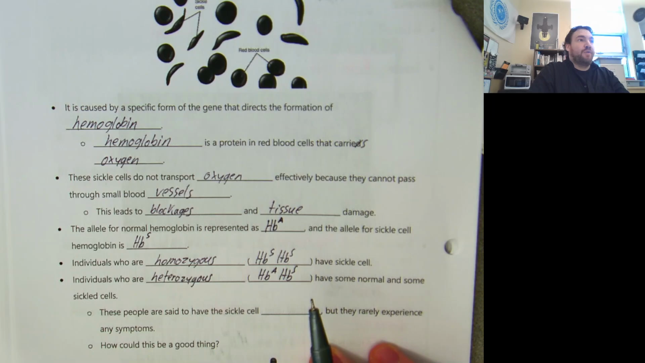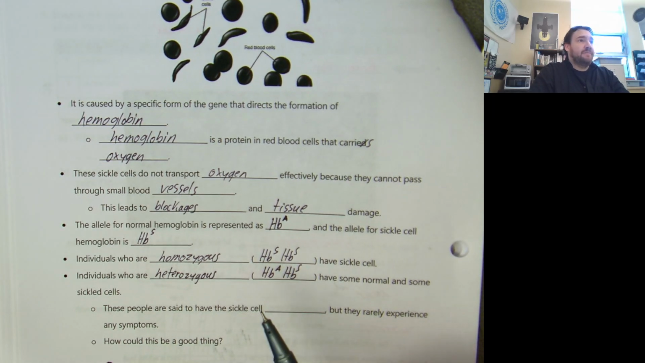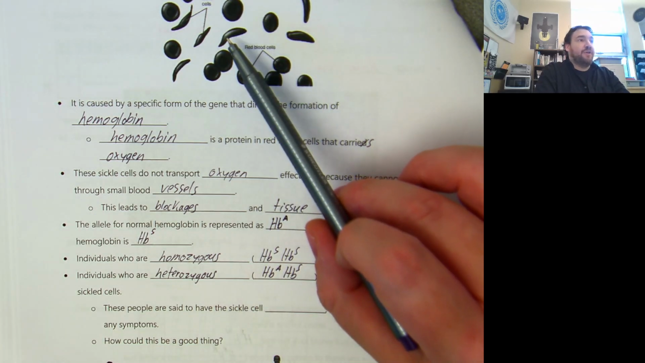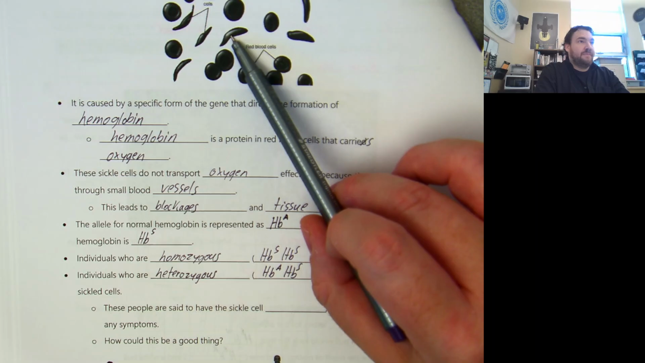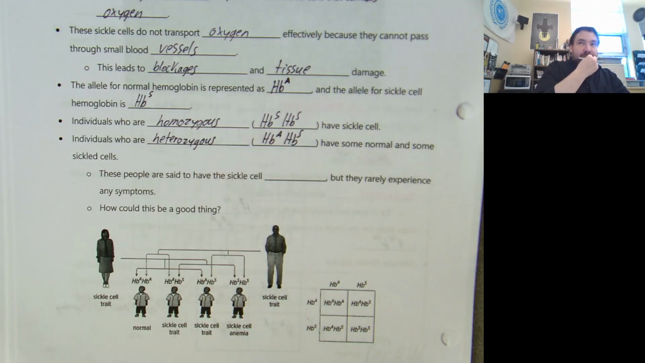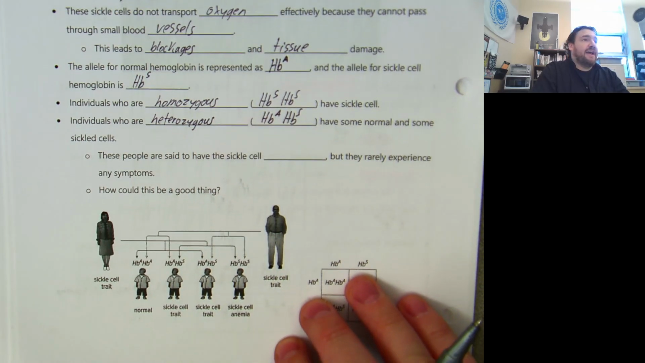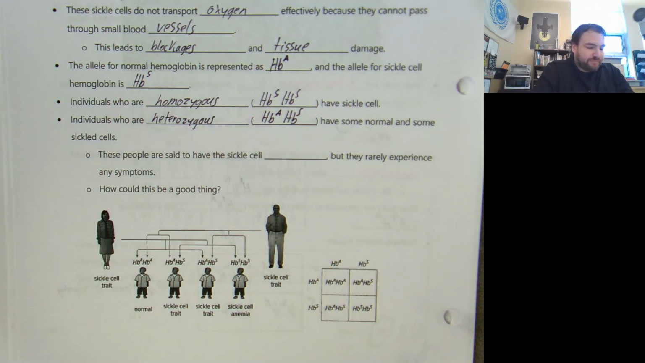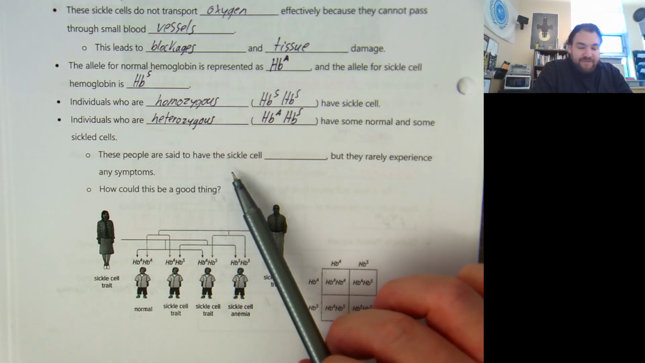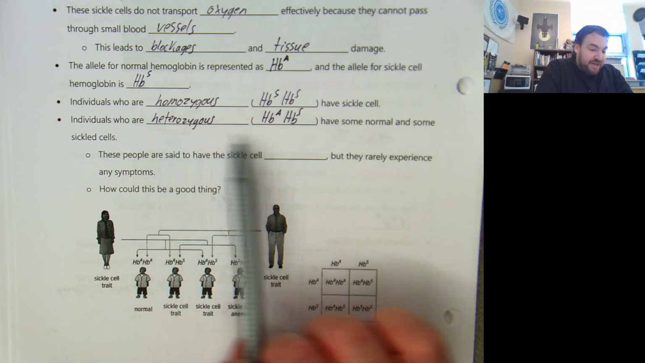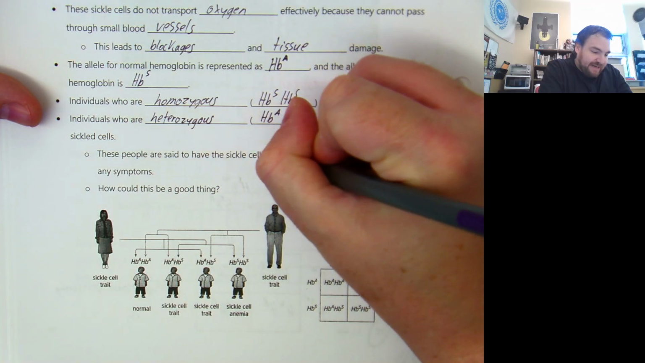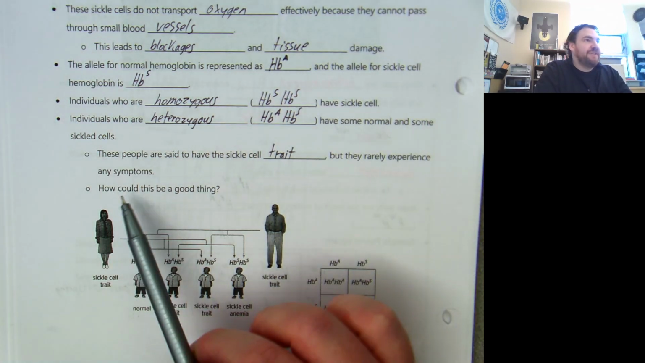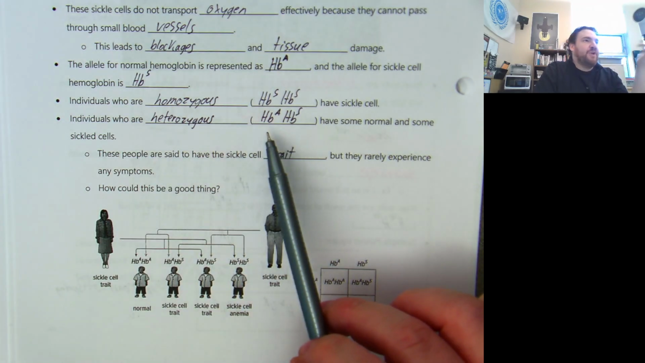They are red blood cells that don't form properly. They should all look like inner tubes. They don't. And so these ones can't make their way through the smaller blood vessels in your body, so they can't oxygenate you properly. It can lead to heart attack, can lead to stroke. So the heterozygous people are said to have the sickle cell trait, but because it's codominant, they rarely experience any symptoms because they also have the dominant normal trait.